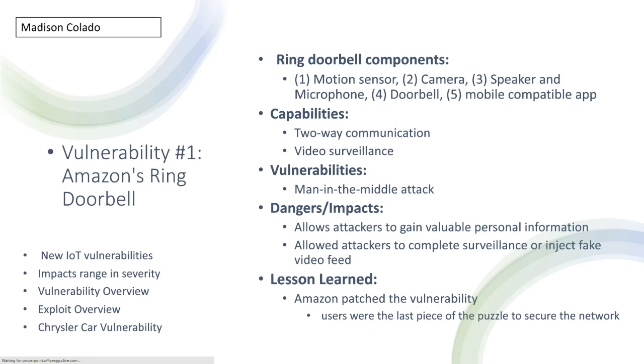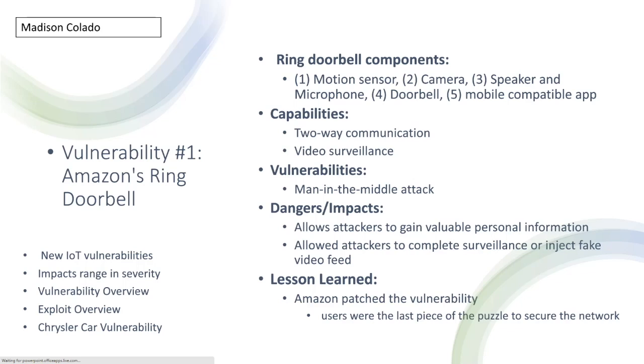Researchers discovered a way to launch a man-in-the-middle attack against the Ring doorbell. The exploit allowed attackers to view the video feed or inject fake video feed into the victim's traffic. The potential dangers of this attack would allow attackers to gain valuable personal information, such as normal behavior or schedule in a victim's activity and package deliveries.